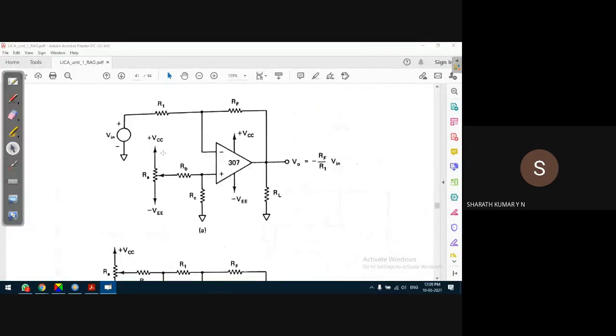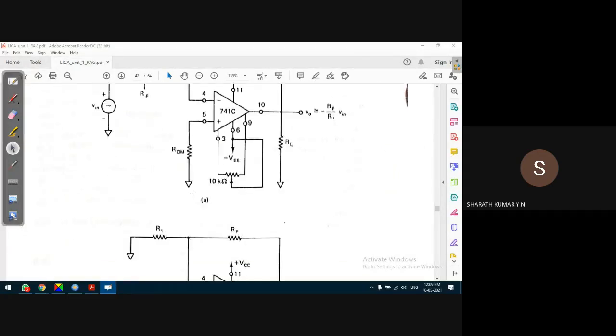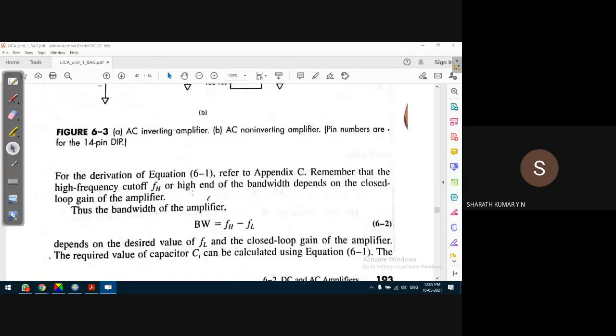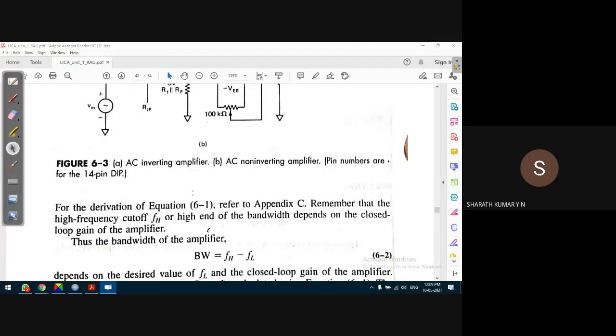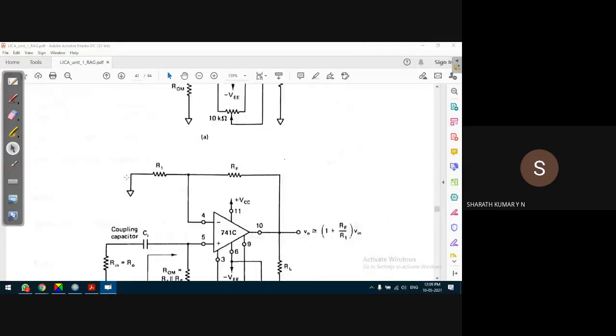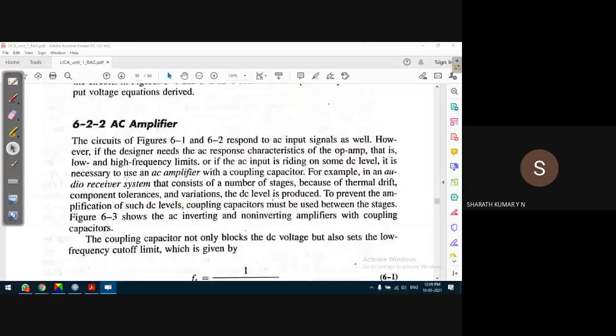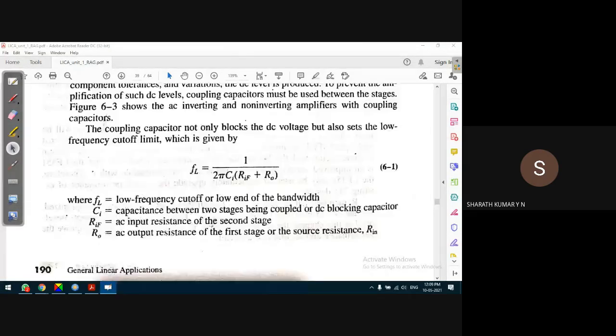I think this is the diagram. AC voltage amplifiers: AC voltage inverting amplifier, non-inverting amplifier, and differential amplifier with external offset voltage compensating components. This is an inverting amplifier, and the pin numbers are for the 14 pin package. The author has given these two sets of diagrams for AC input signal, figures 6.1 and 6.2.